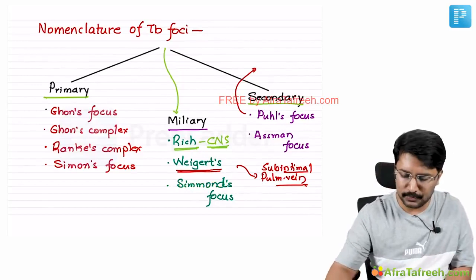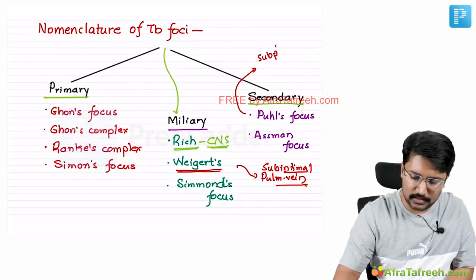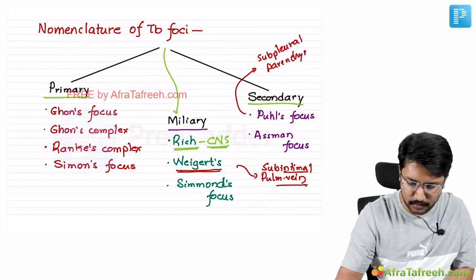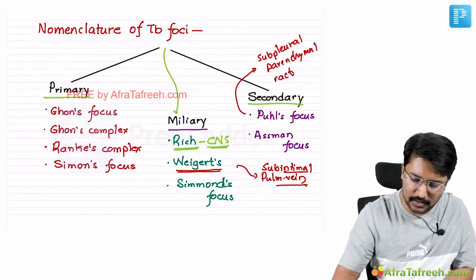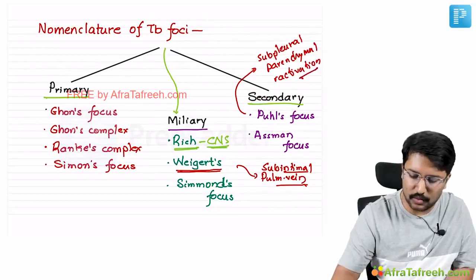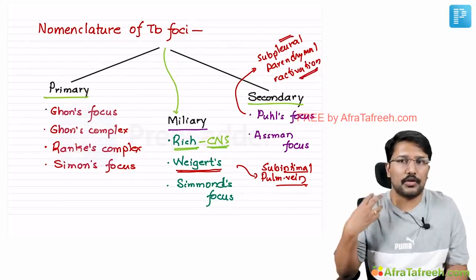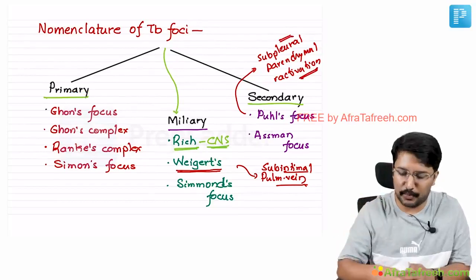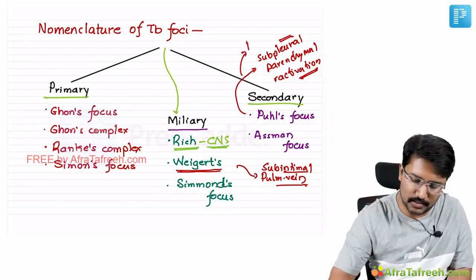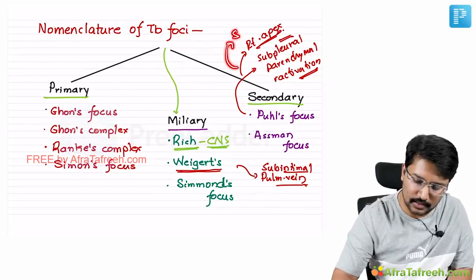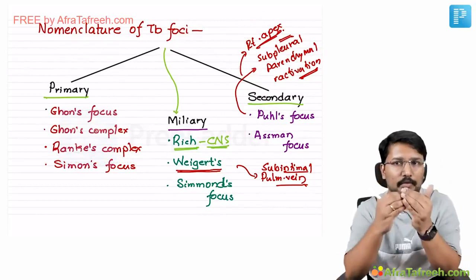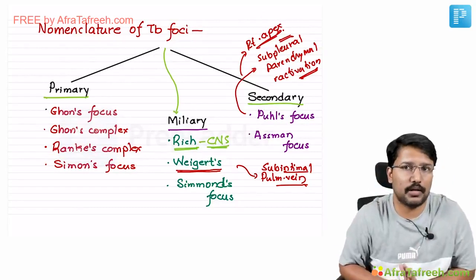So what is happening in Puhl's focus? There is subpleural parenchymal reactivation. So on the X-ray, this reactivated zone would look like there is a tuberculous focus in the supraclavicular region as well as in the infraclavicular. So it is the right apex which is most commonly affected here, and on the X-ray it often looks like a supraclavicular lesion because it is a subpleural lesion. It will be very close to the pleura, so it will appear as a supraclavicular lesion.